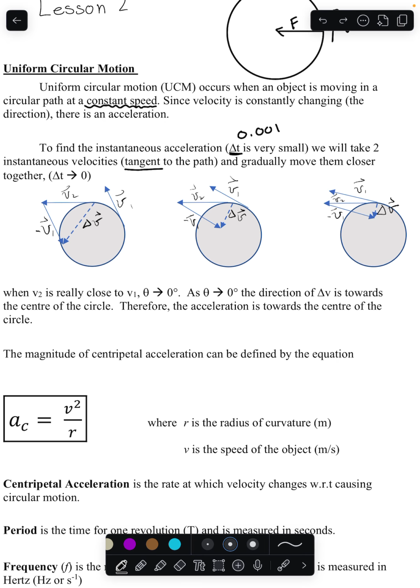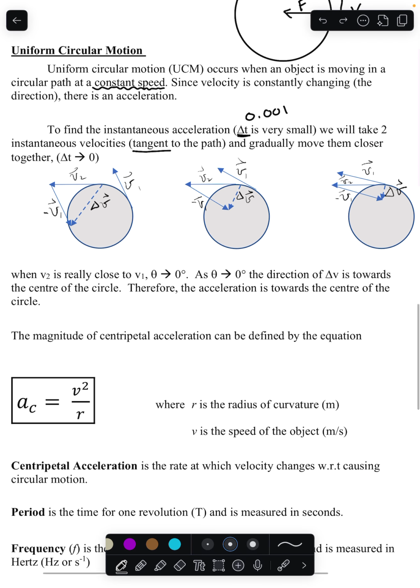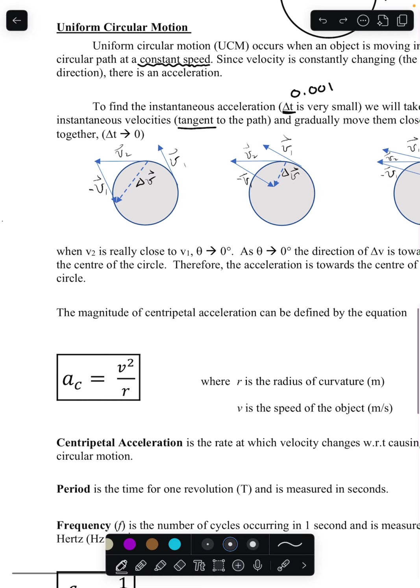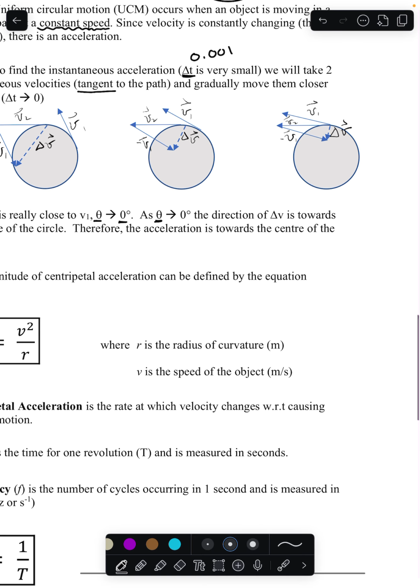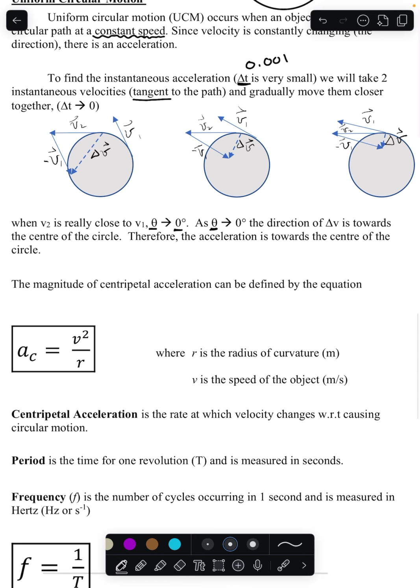We will take two instantaneous velocities tangent to the path and gradually move them closer together, until delta t approaches 0. So as delta t approaches 0, our velocities will be closer and closer together. When v2 is really close to v1, our angle theta is going to approach 0. And as theta approaches 0, the direction of the delta v is towards the center of the circle. Therefore, the acceleration is always going to be towards the center of the circle, along the radius. So that's what our acceleration is going to be directed towards: the center of the circle.